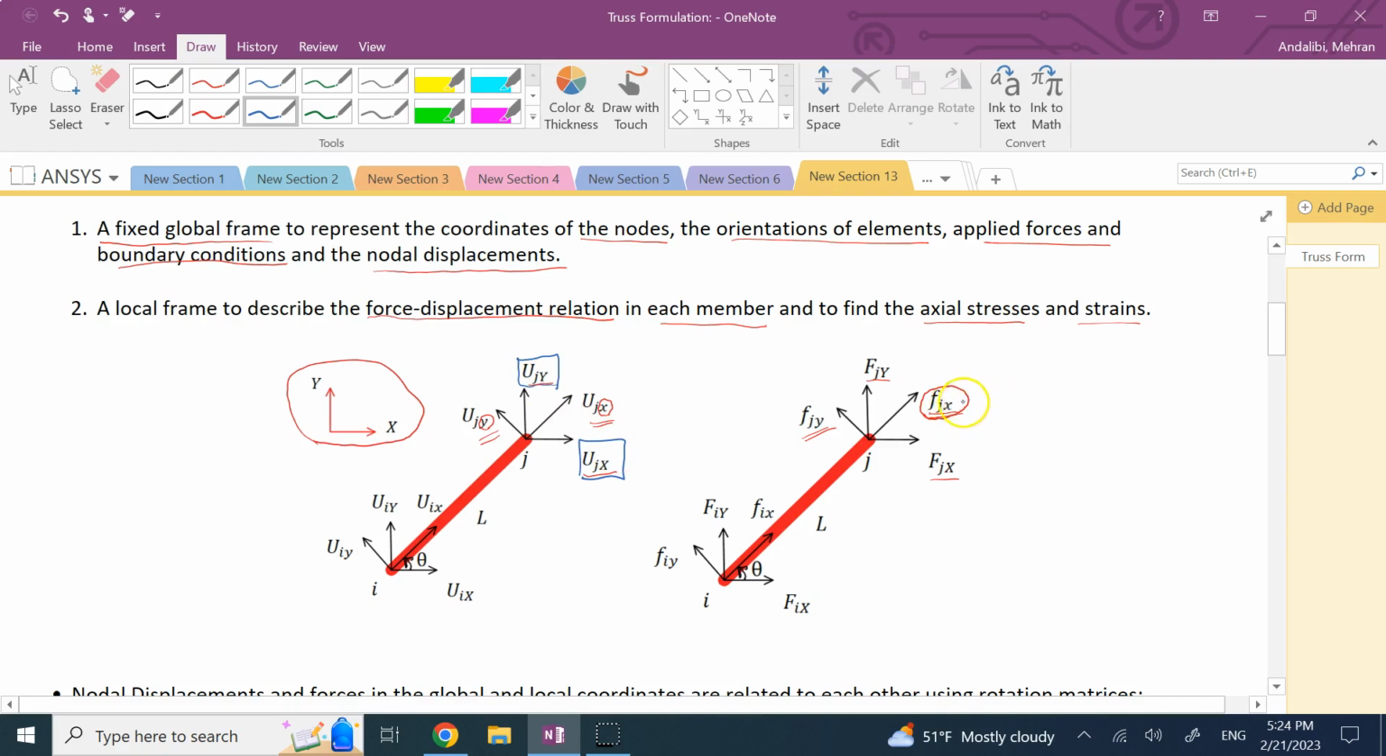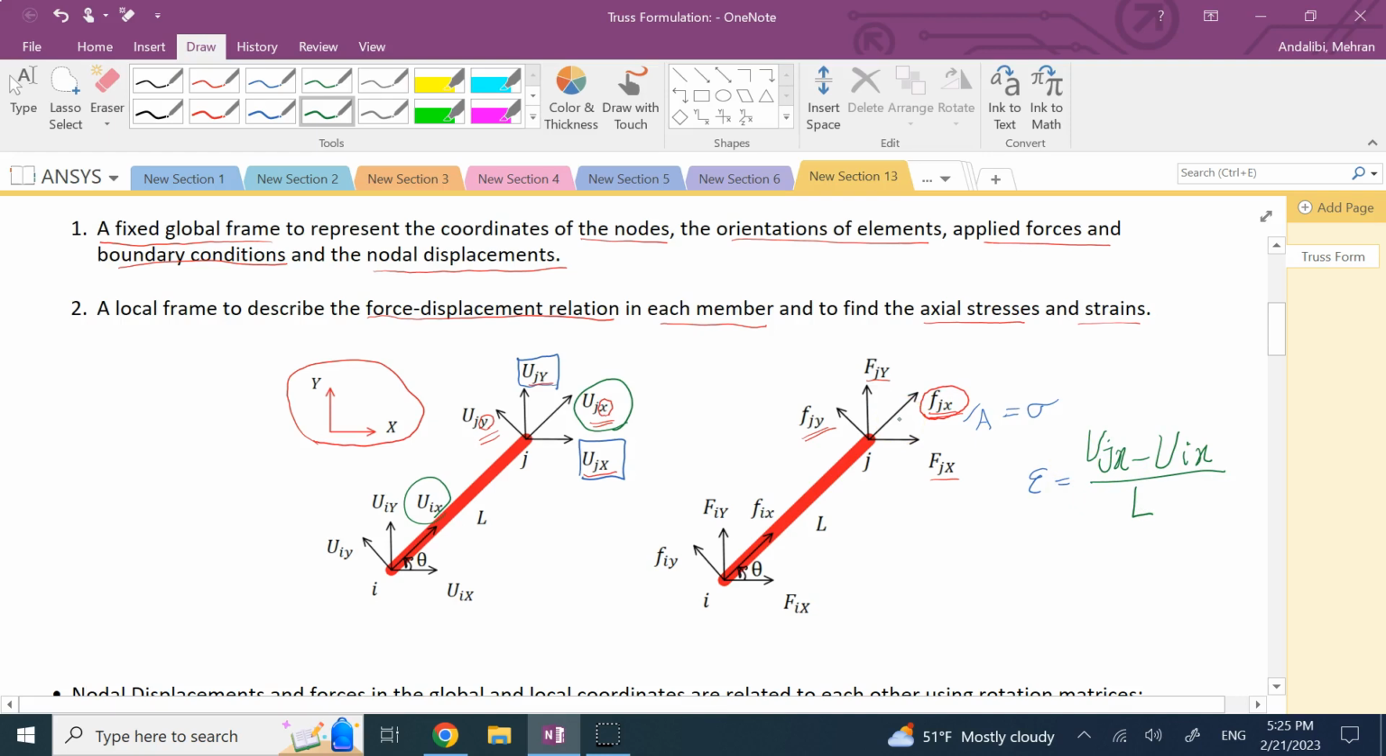But if we want to calculate stresses, we have to divide this force by the cross section of each member to get the stress. Or if we want the strain, we have to subtract basically which 2 U's, this U and this U, right? So U of J small x minus U of I small x, and divided by the original length of the member to get the strain, right? So each frame has its own application.